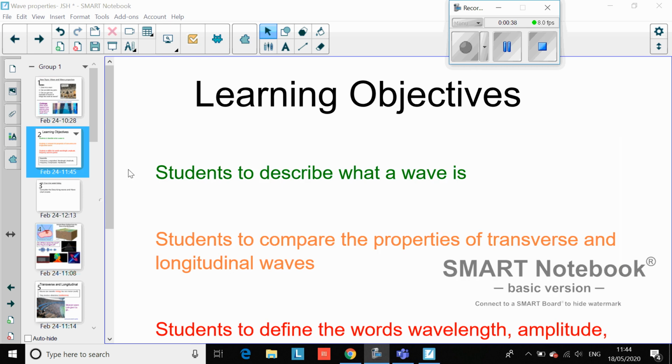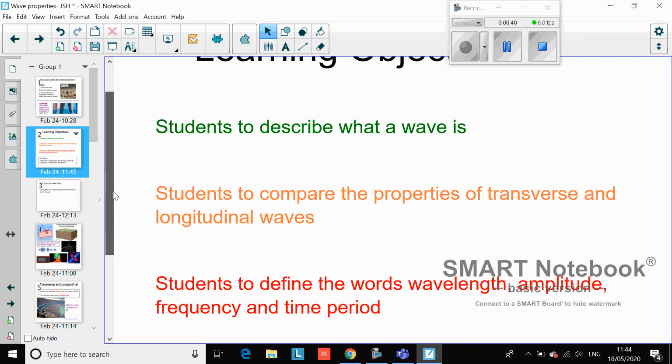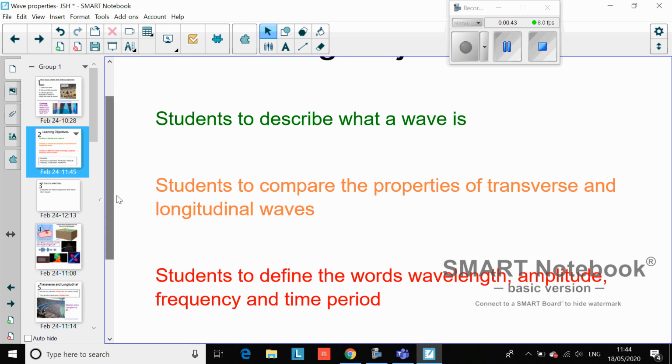Okay, so welcome back. So today we're going to learn what a wave is, compare the properties of transverse and longitudinal waves, and define the words wavelength, amplitude, frequency, and time period.